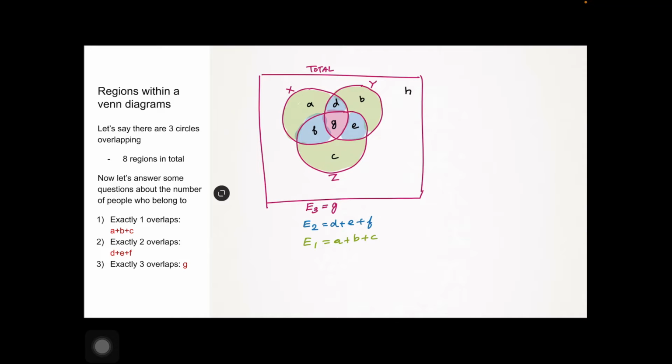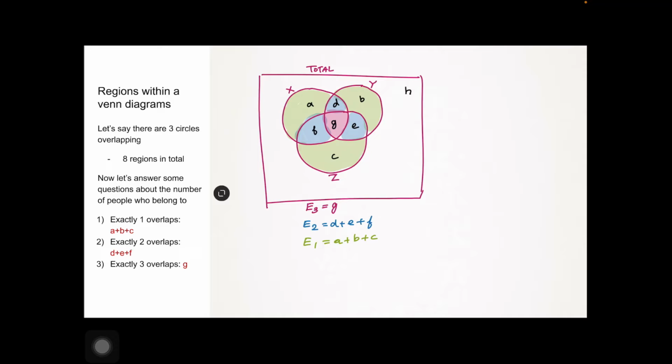So when the question asks how many people belong to exactly one circle, exactly one overlapping region, people who are speaking exactly one language, people who are drinking exactly one drink out of these three, then the answer is A number of people plus B number of people plus C number of people.